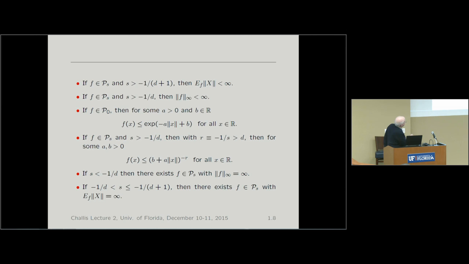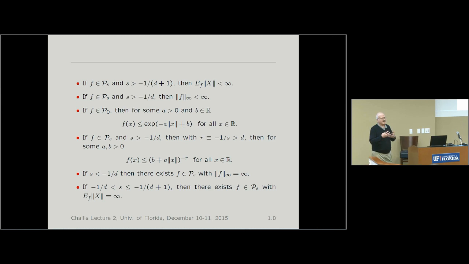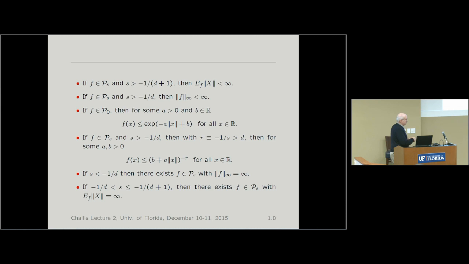On the other hand, if s is less than minus 1 over d, then there exists an f in there with the uniform norm, the maximum, being infinity. So we can have the density going off to infinity for really small s's. If s is between minus 1 over d and minus 1 over d plus 1, then there is a guy in here with mean infinite. So if you get s too small, these classes get big. You can have infinite means, or you can be blowing up. Tails can be getting thick, or you can be spiking. And the classes are just getting too big. Okay, they're getting really big as you go down.